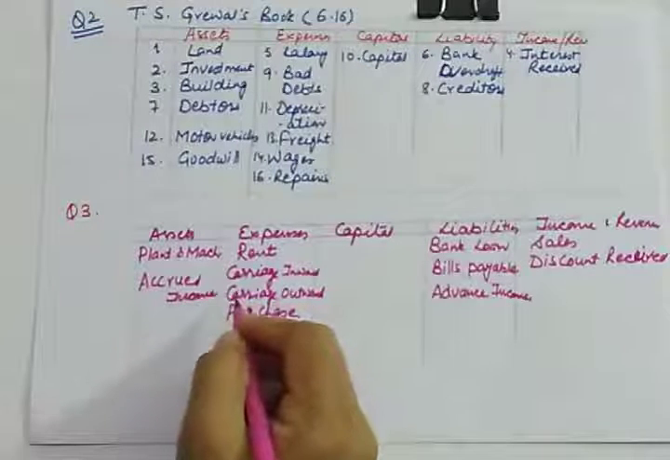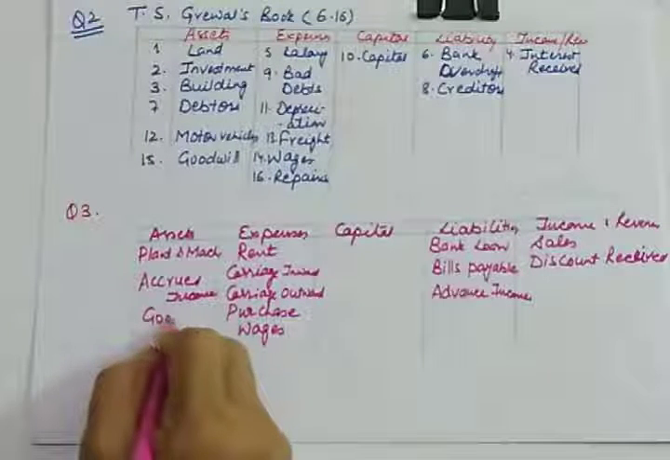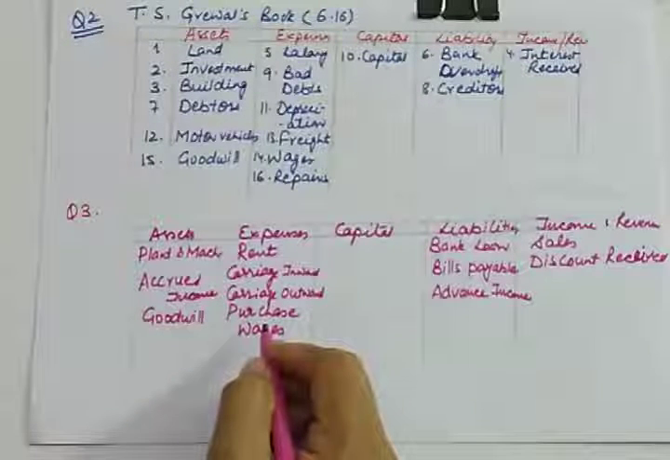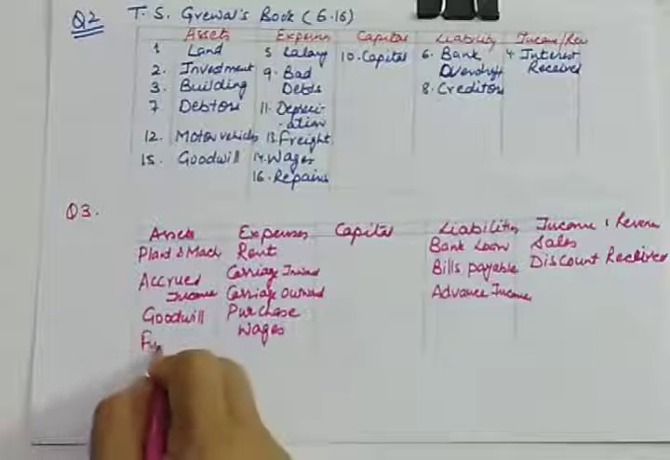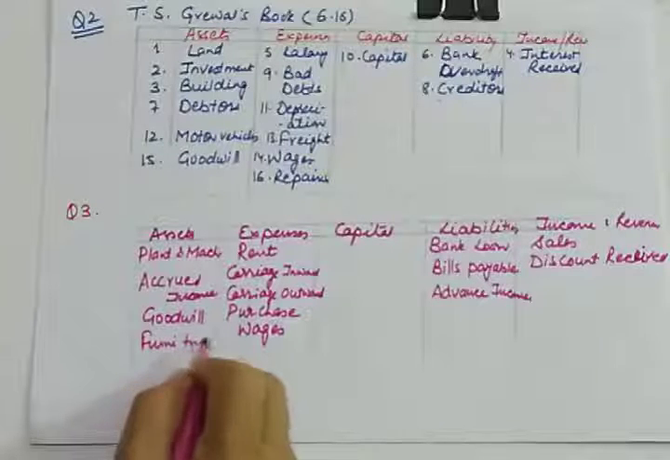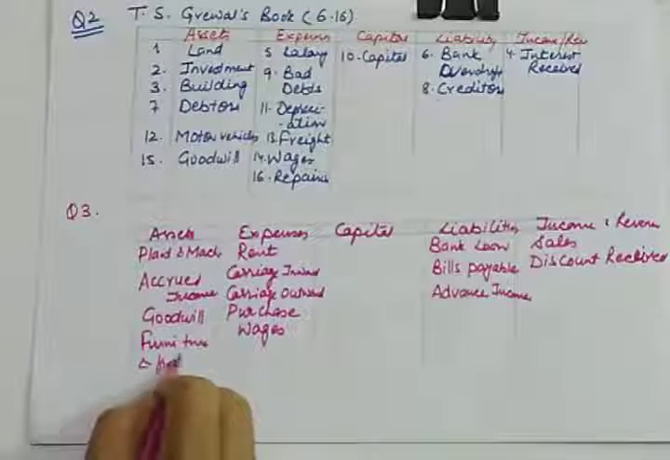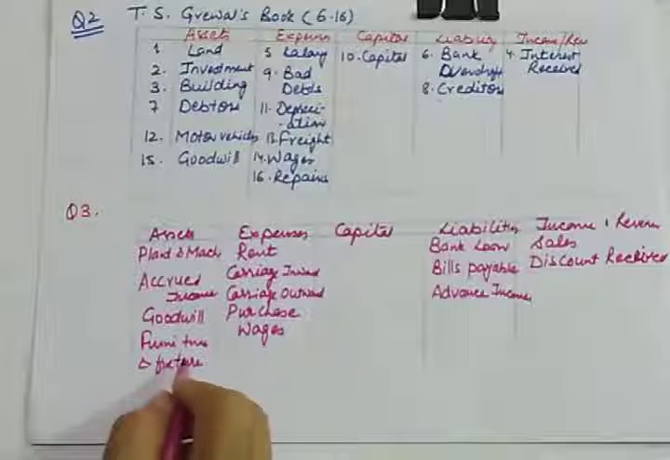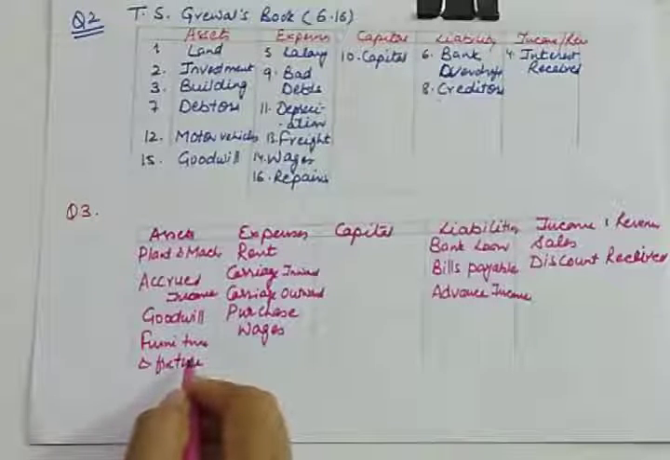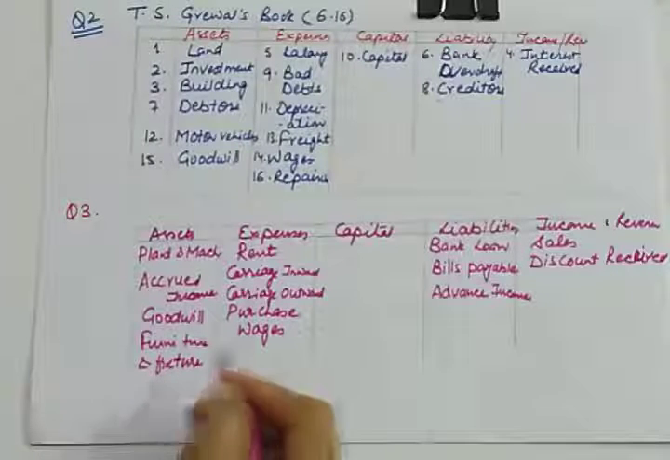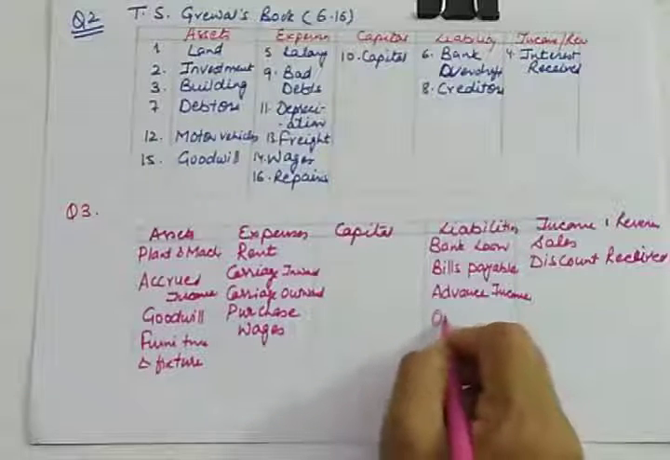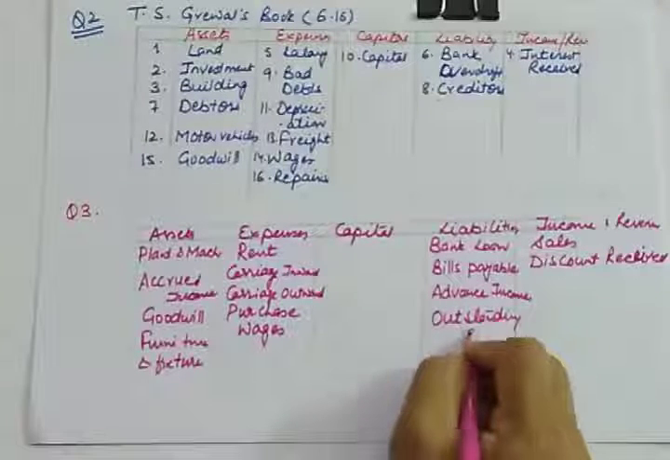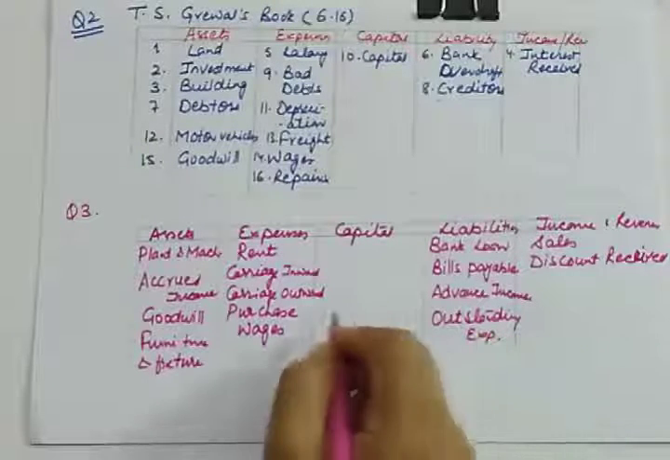And next, accrued income. Accrued income is your asset. Next is goodwill. Goodwill is again your asset. And furniture and fixture, this is your asset. Fixture means fixed furniture, like the blackboard and cupboard in your class. Outstanding expenses, it's your liability, and then capital.